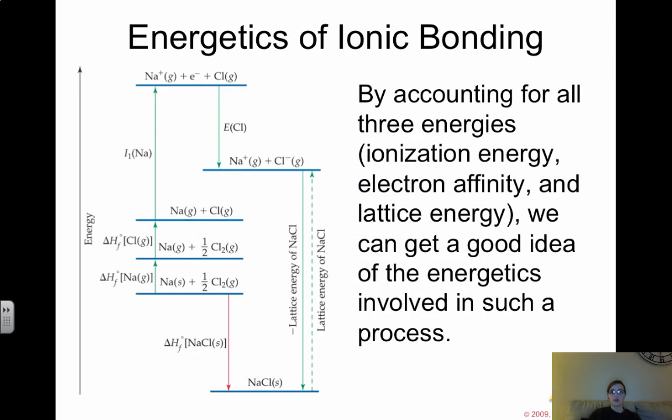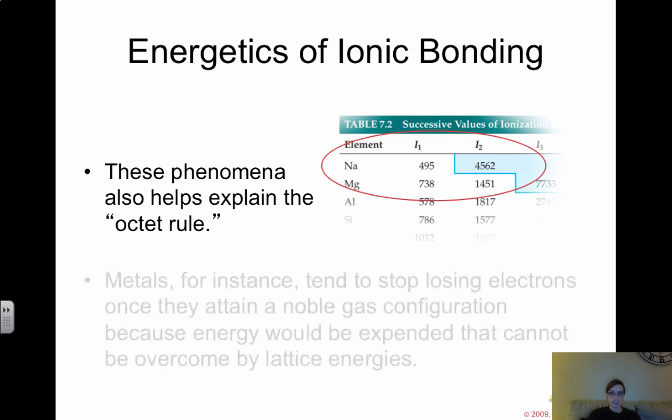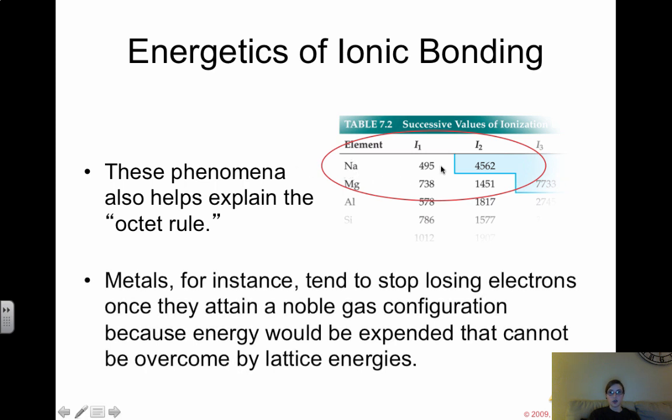Okay, so by accounting for all three of these energies, ionization, electron affinity, and lattice energy, we can actually get a very good idea of all of the energy that has to go into a process like forming sodium chloride. This also helps us explain the octet rule, and we focused on this when we looked at ionization energy. For instance, sodium has a low first ionization energy and then a significantly higher second, because once it loses that first valence electron, it is in the noble gas configuration. That minimizes energy and makes it much more stable.